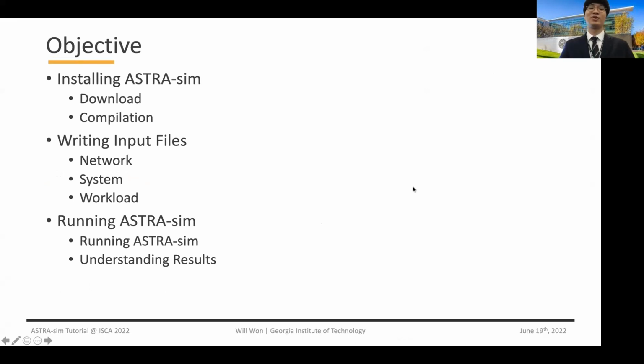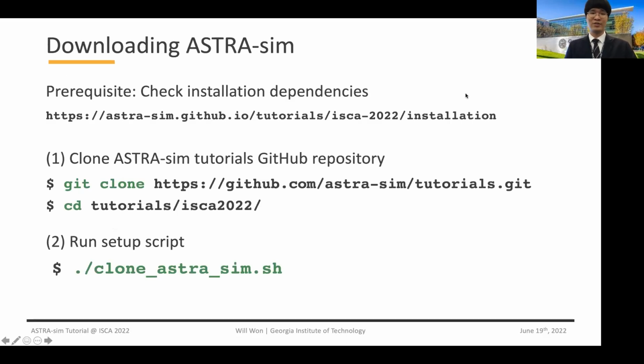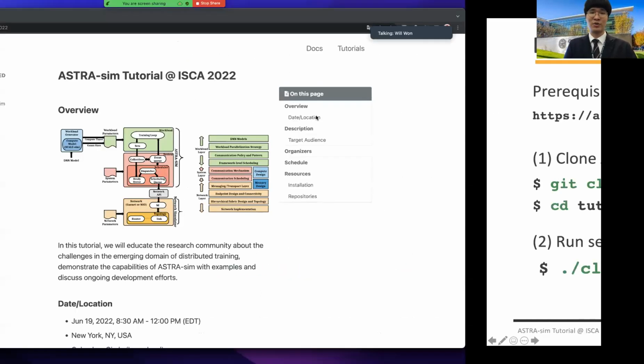We'll deal with installing ASTRA-sim and writing some simple input files, and running ASTRA-sim depending on the input file you just wrote. So to install ASTRA-sim, the first prerequisite is, can you please go to that GitHub webpage and see, let me show you.